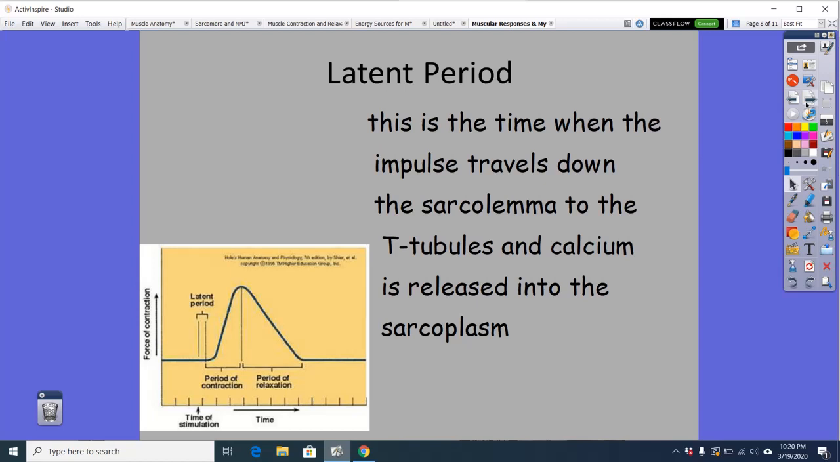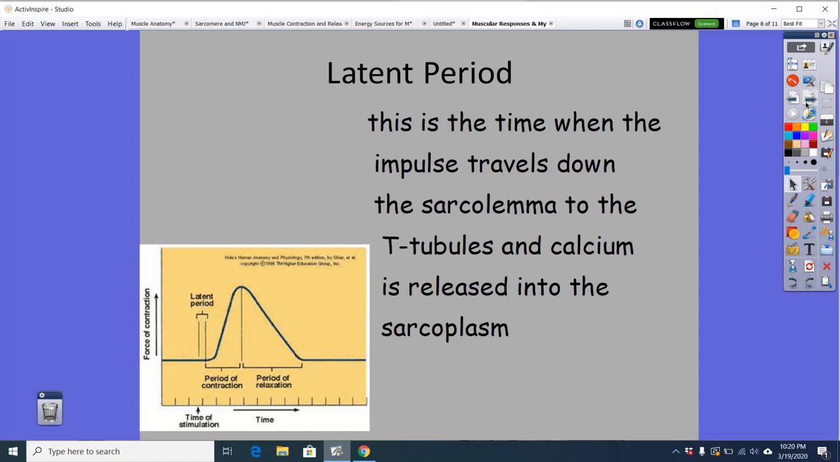Okay, the latent period comes first. This is after the muscle has been stimulated to contract, and the stimulus is there. So the sodium has rushed in, but the latent period is the short period of time between the sodium rushing in at the motor end plate and then that impulse spreading down to reach the T-tubule. So again, there's just a small lag of time where we've knocked the dominoes down and we've got to wait for the dominoes to fall down into the T-tubule.